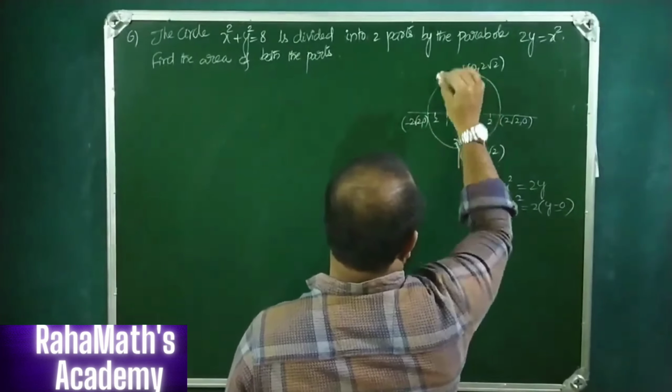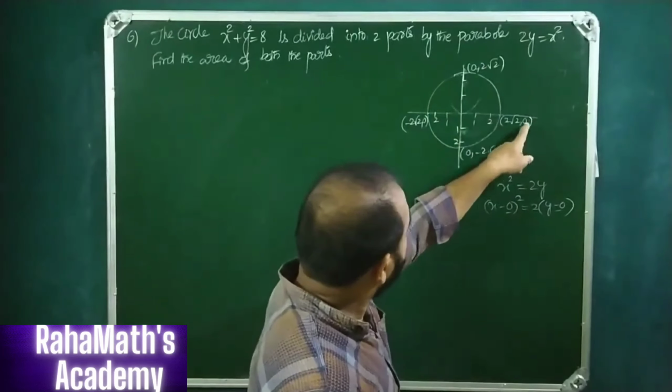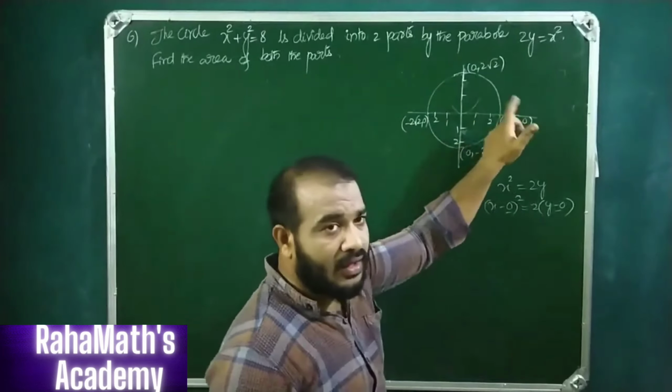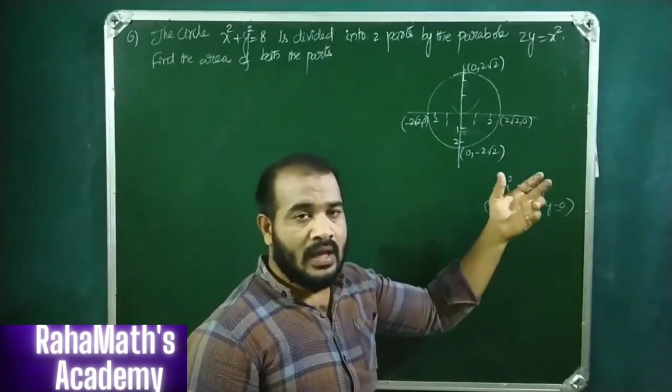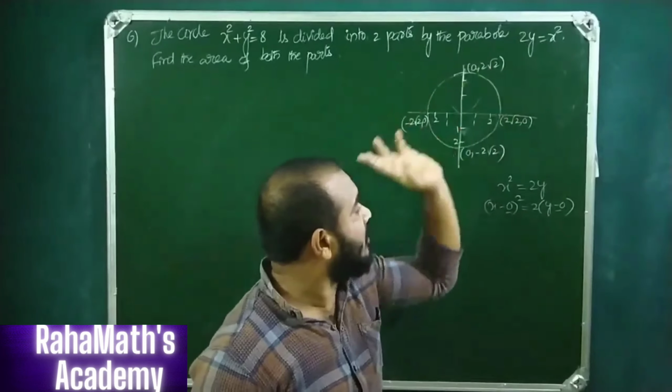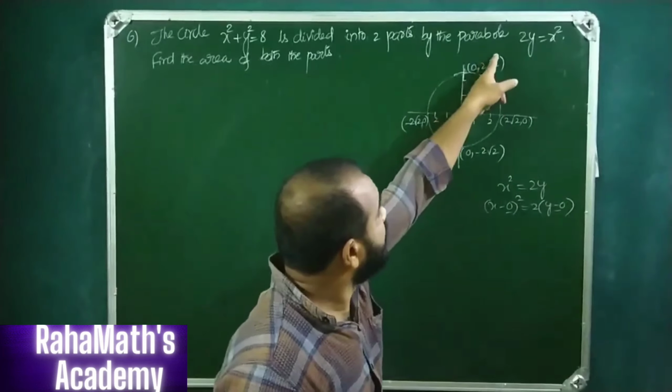So like this is the parabola. And if I am trying to draw this parabola, then the circle and parabola are going to intersect each other at 2 points, here and here. So that point of intersection we will get by solving these two.